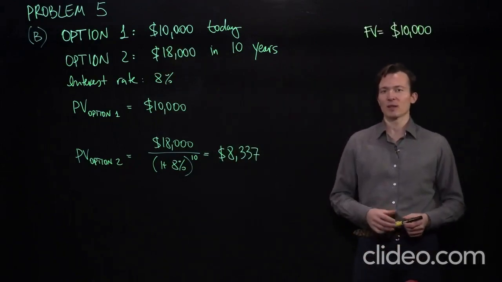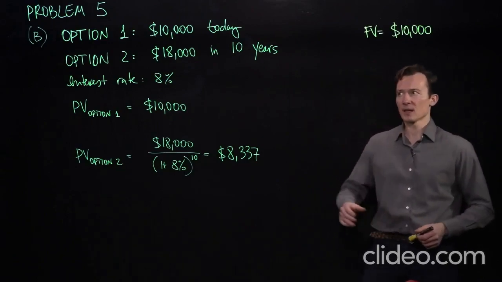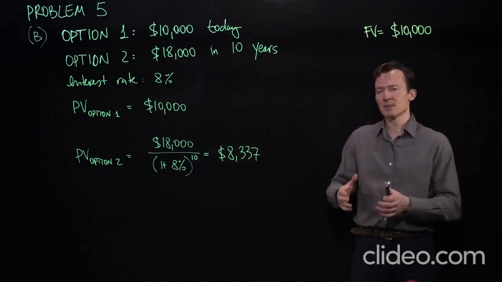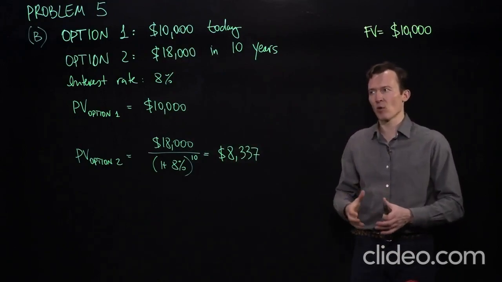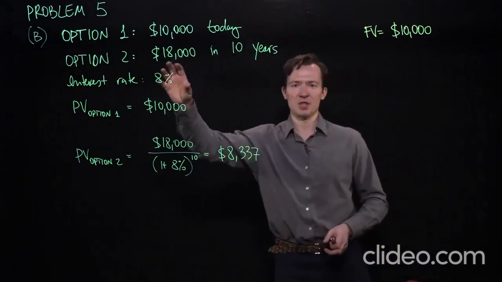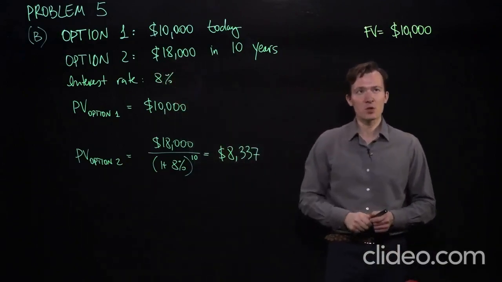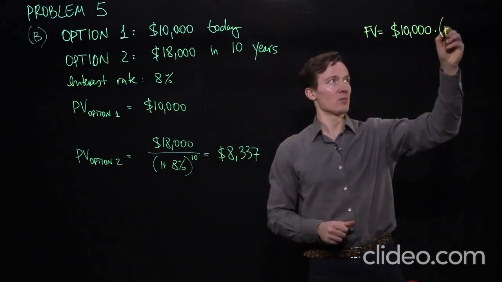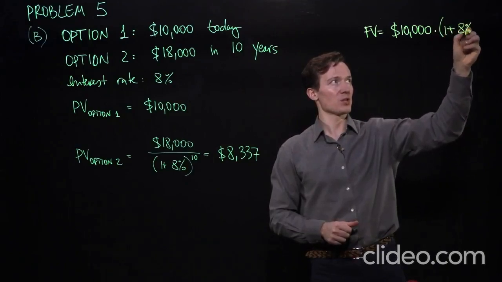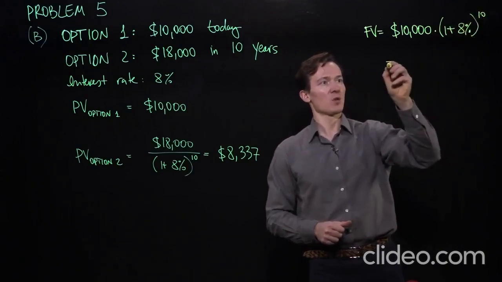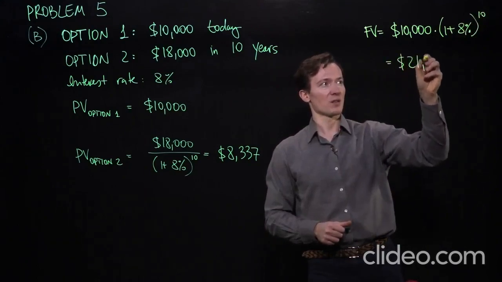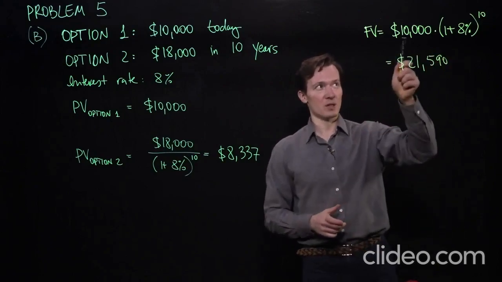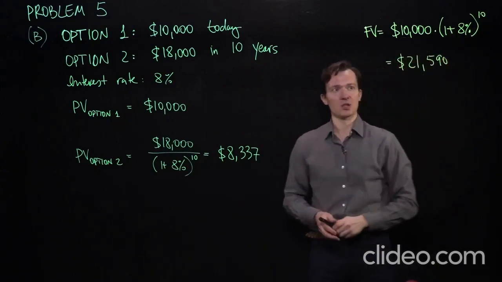To develop intuition, let's look at this problem from a different angle. Let's take this $10,000 and invest it in an asset that has similar risk to our sister's promise and therefore offers the same 8% rate of return. If we do so, in the future we will get $10,000 multiplied by 1 plus 8% raised to the power of 10, which gives us $21,590.